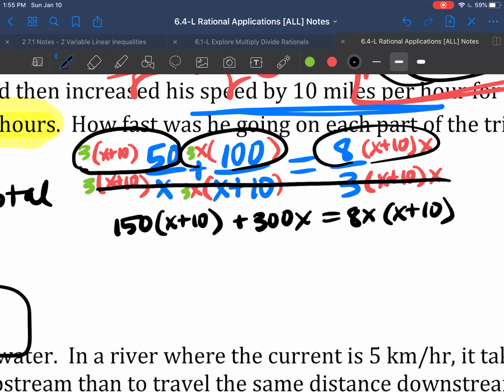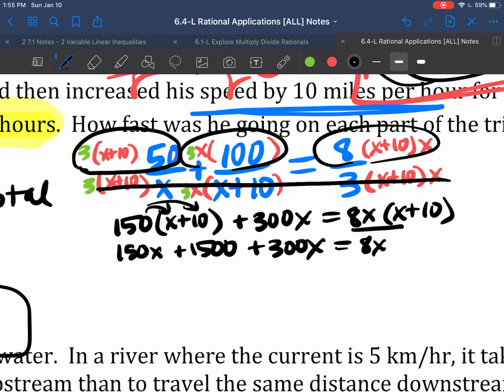All right, so let's take care of the distribution. So I've got 150 times the x times the 10 plus 300x equals, this gives me 8x squared. I don't want to do that line, it looks like division.